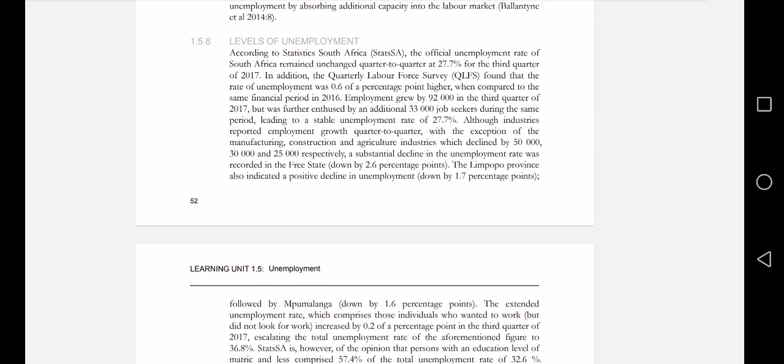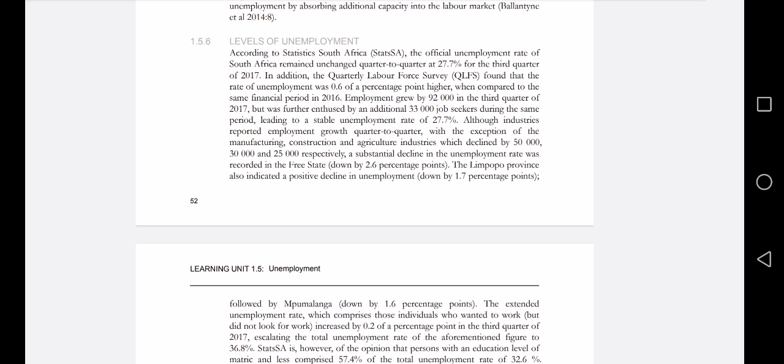Levels of unemployment. According to Statistics South Africa, Stats SA, the official unemployment rate of South Africa remained unchanged quarter to quarter at 27.7% in the third quarter of 2017. In addition, the quarterly labor force survey found that the rate of unemployment was 0.6 of a percentage point higher when compared to the same period in 2016.